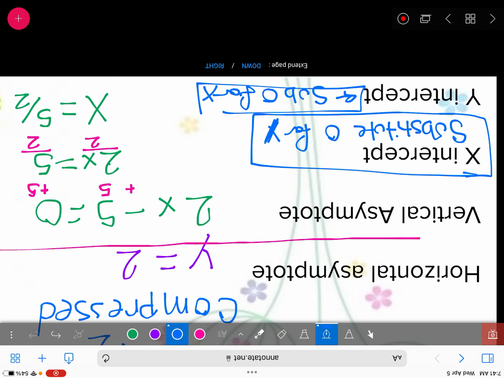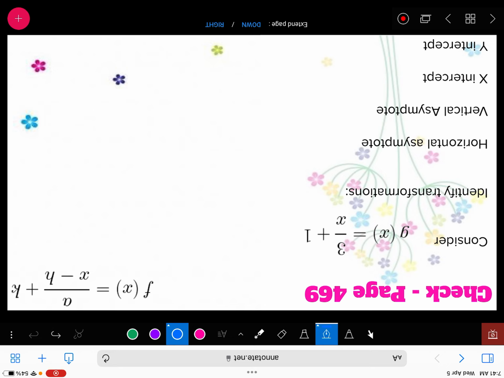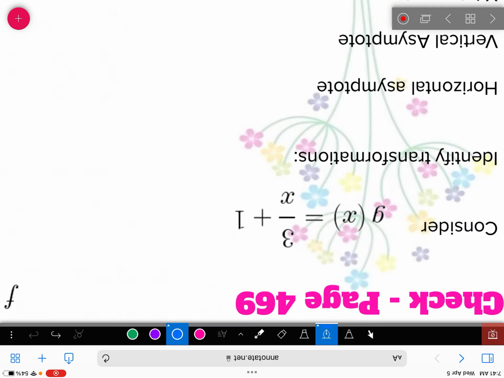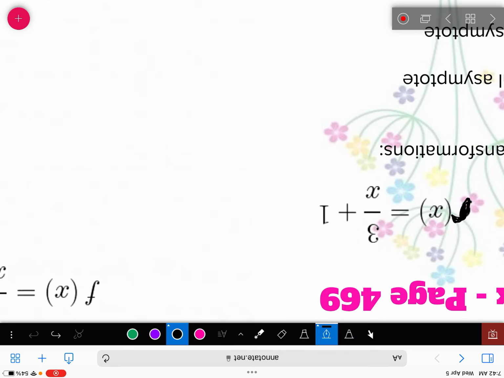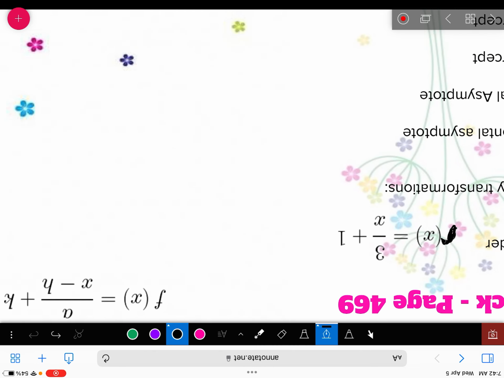So let's look at the next one and identify some more transformations. This one's part B, R of x. Oh, mine says g of x up here, but your page says r of x. There we go, r of x. So look at your transformation forms. What do we have here?